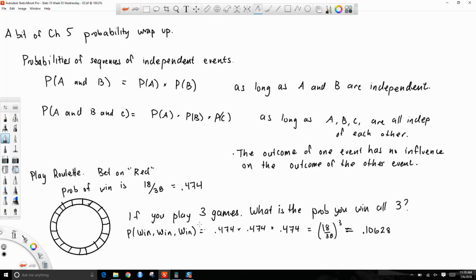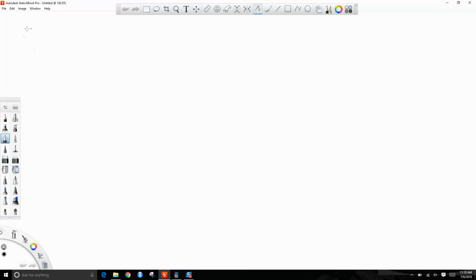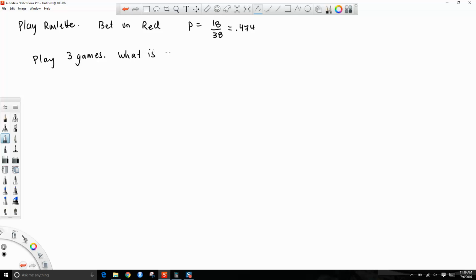What if I say you play 3 games? Flip to the next slide. So we're still going to play roulette, and we'll say bet on red has a probability equal to 18 out of 38, or 0.474. Let's say you play 3 games. What is the probability you lose all 3 games?